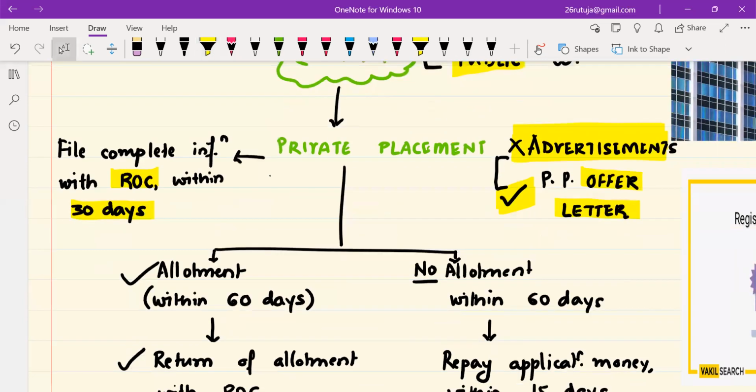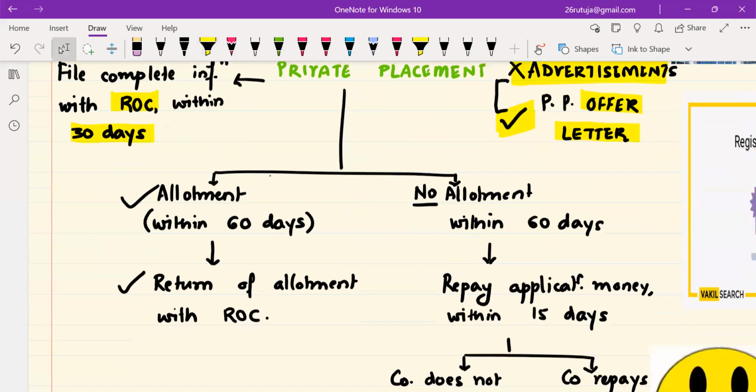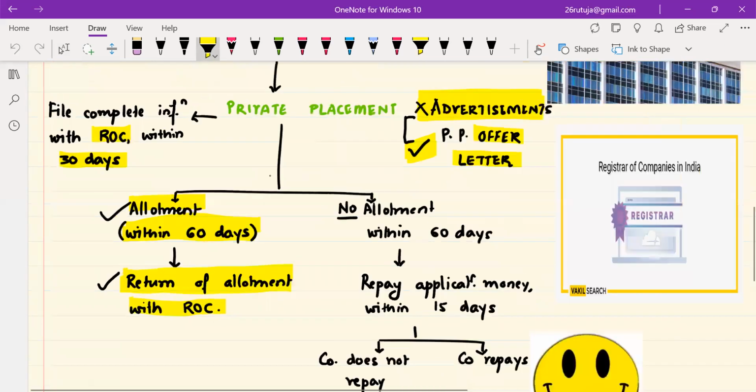Coming to our sixth subsection, private placement. After going for private placement, if the applications are accepted, the company is supposed to go for allotment of securities within a period of 60 days. If the company goes for allotment within 60 days, then you have to move to the next step, that is filing return of allotment to ROC. You'll have to file return of allotment to ROC.